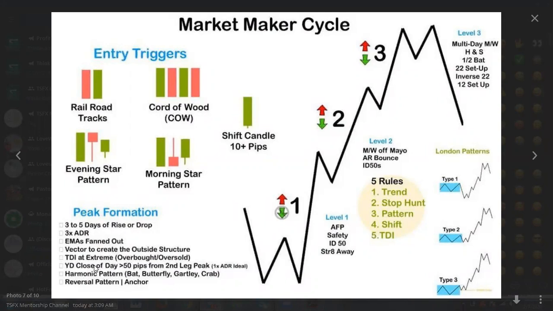We have the TDI, of course, which will be at extreme. Yesterday's close of the day will be greater than 50 pips on the second leg. That is the, what's it called? The outside structure. Okay, I'll show you an example of that. Then we have the harmonic pattern, we have a reversal pattern anchor. So all these are available to you.